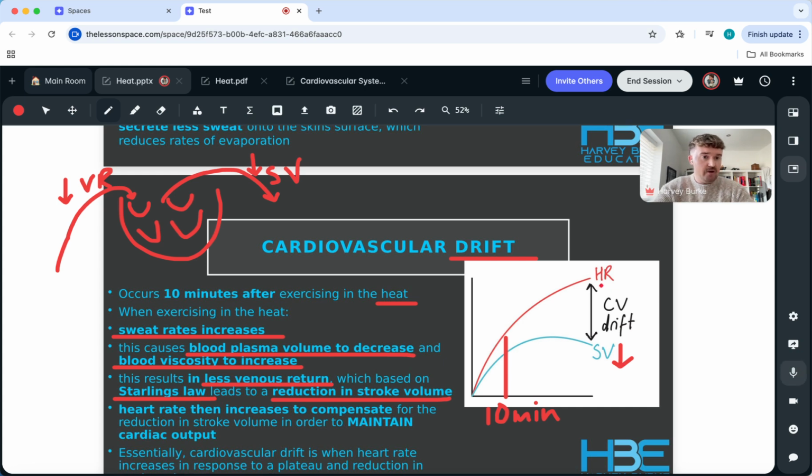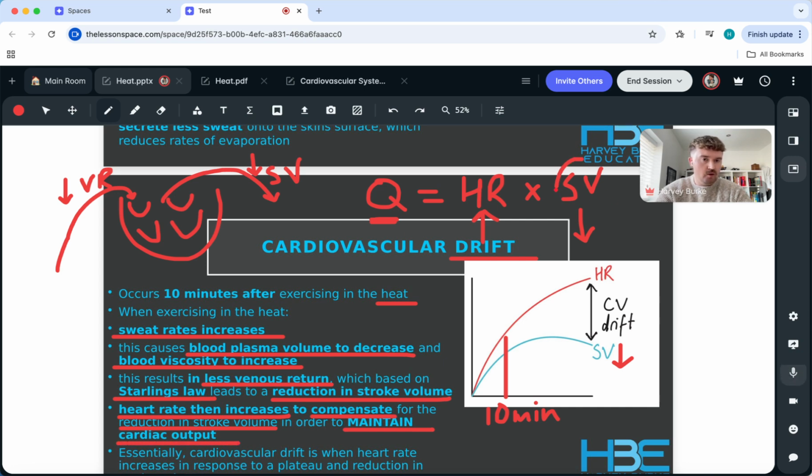And then to explain why the heart rate then increases, it links back to the cardiac output equation. So cardiac output equals heart rate times stroke volume. So if your stroke volume goes down, in order to try and maintain your cardiac output, your heart rate has to increase to compensate for that decrease in stroke volume. And that's what they want you to say. So they want you to say that your heart rate increases in order to compensate for that decrease in stroke volume in order to maintain your cardiac output.